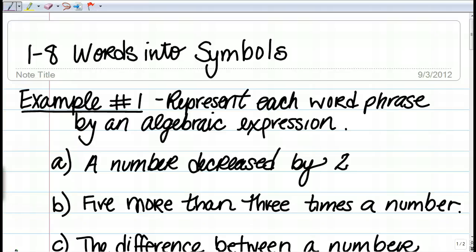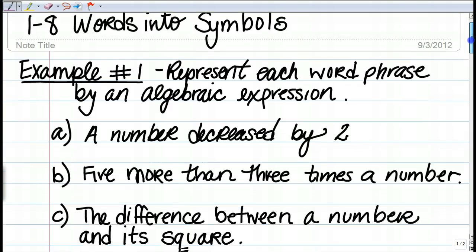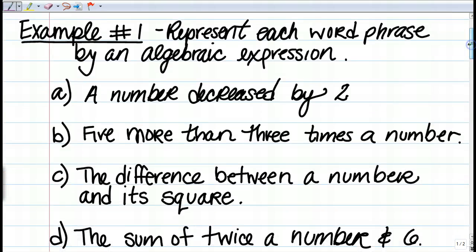Today we are doing lesson 1-8, words into symbols. And I've written down the first example here, so you're probably going to want to pause and write it down. For A through E, we are translating each of these sentences into numbers and symbols. So they're written as sentences, and we're going to use numbers and symbols to write them down.